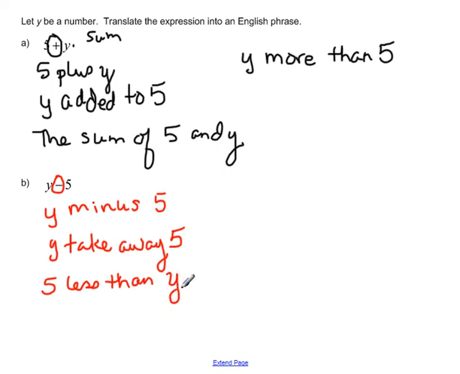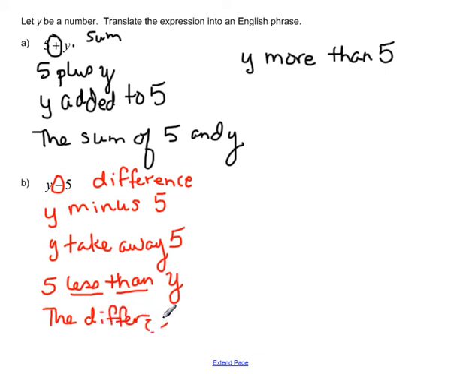So I could say 5 less than y. Notice when I talk about this less than, the order changes. If I say 5 less than y, that means that I started with the y and then I took 5 away from that. We could use the official math word for subtraction, which is the difference. Okay, difference is the official math word for subtracting problems. So we could say the difference of, and when we say the difference, we're going to put it back in the order that they gave us, y and 5.